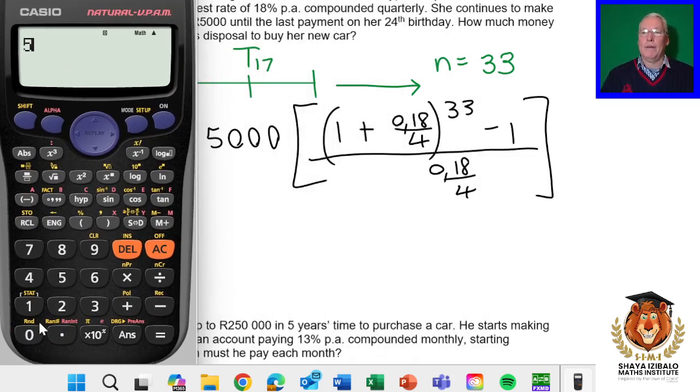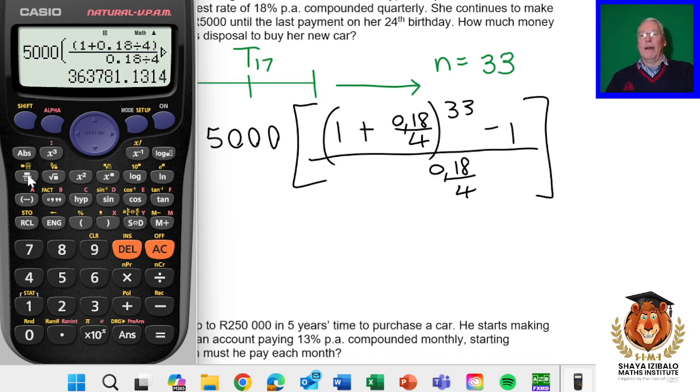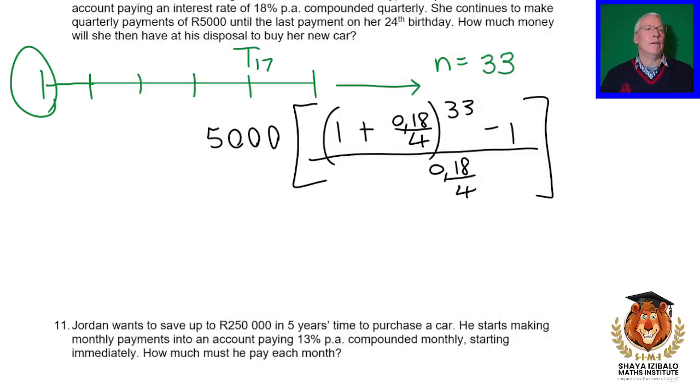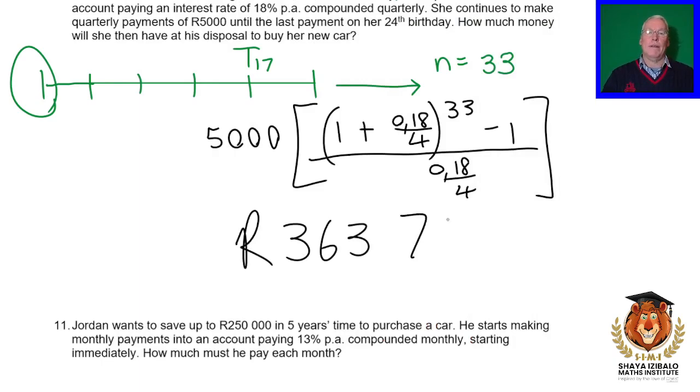Okay, 5,000, open brackets, fraction, 1 plus 0.18 divided by 4, to the power of 33, minus 1, over 0.18 divided by 4. Notice I haven't used the fraction button, I've used the divide button. Same thing. All right, and there's our answer: 363,781 and 13 cents.